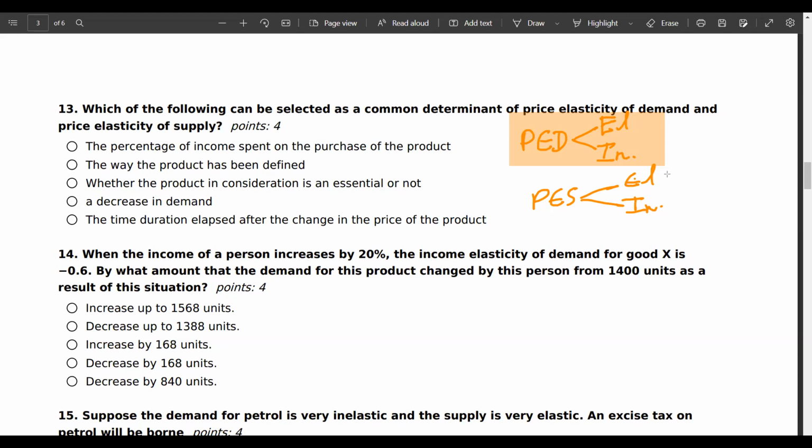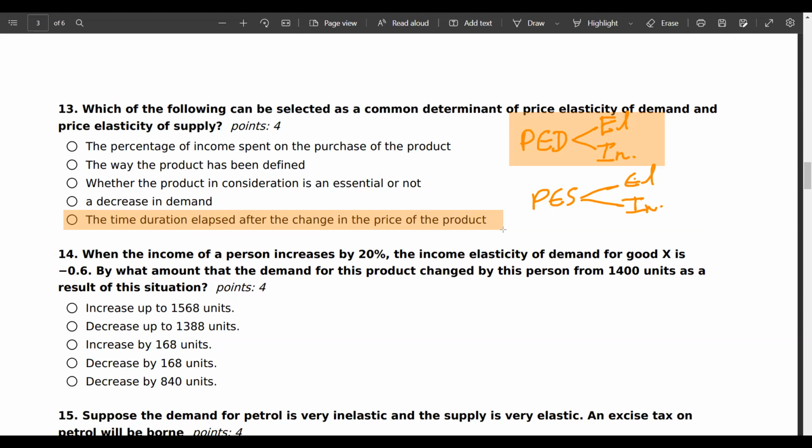But for both of them, one factor that is common is the time duration elapsed after the change in the price of the product. So for PED also, if the price has changed now, and within a day, for pretty much any product, demand will be inelastic because consumers can't change their demand so quickly. But if 2 years' time has passed, now probably demand will be elastic. A lot of the consumers might have changed. Same goes for PES, supply also. In a day, when the price goes up, producers can't do anything. But if you take 3 years, producers might have even stopped the business and gone to something else, right?